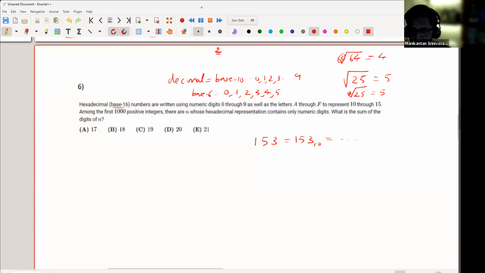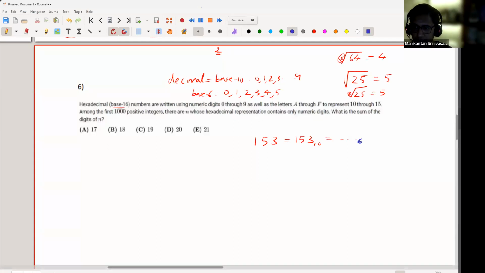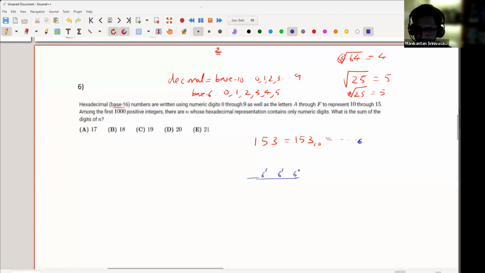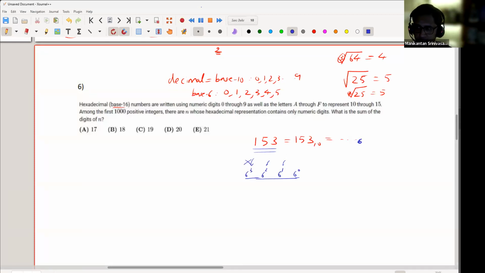So let's try to write what 153 would be in base 6. What does base 6 mean? Just like in base 10 we have units place, tens place, hundreds place, here we have units place, which is 6 power 0, the next place, which is 6 power 1, and then 6 power 2. It's not the hundreds place, it's the 36 place. It's the place of 6, place of 36, and place of 216, like that. Now, to reach 153, we don't need 6 power 3. 6 power 3 is 216, which is more than 153.